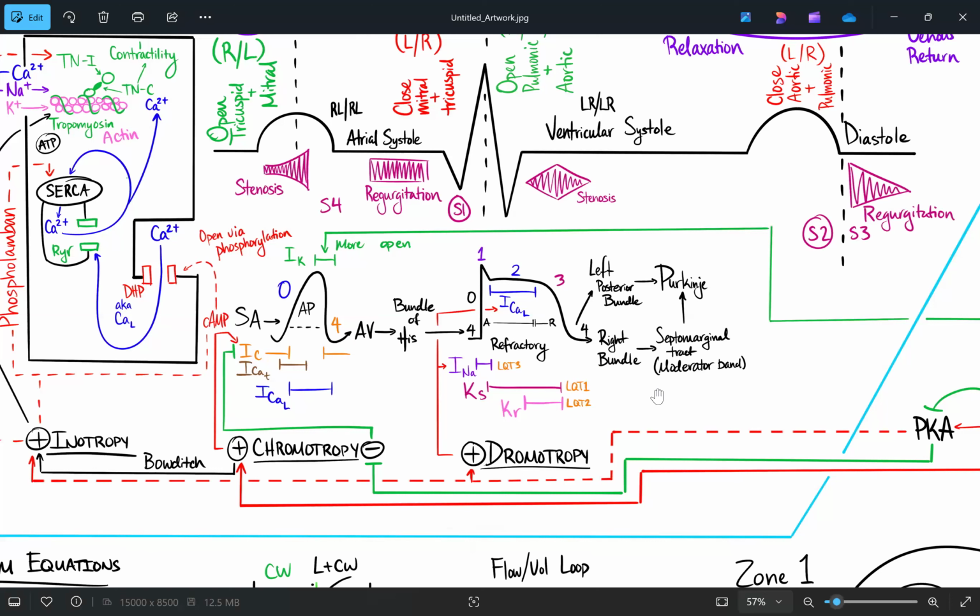But that's for FOM5. Those fast action potentials have two paths they can go through. As you can see, it can go through the right bundle to the septomarginal trabecula, or your left posterior bundle to Purkinje fibers as well.